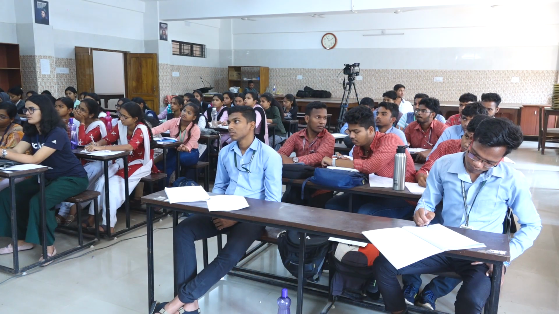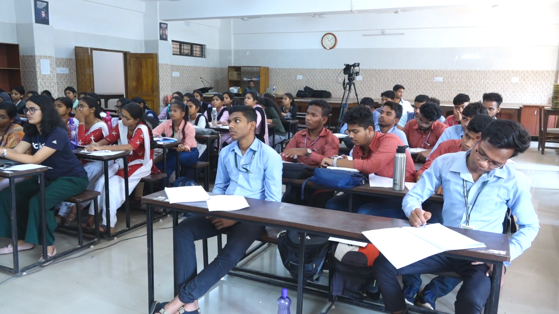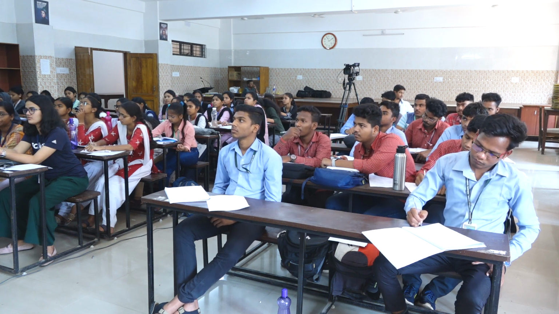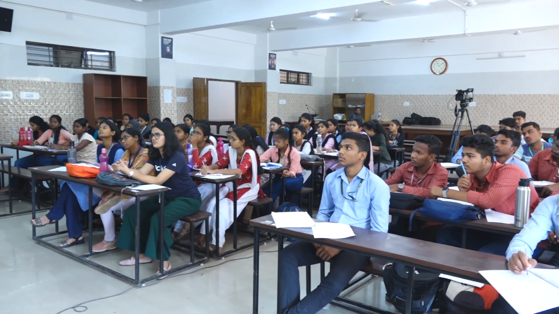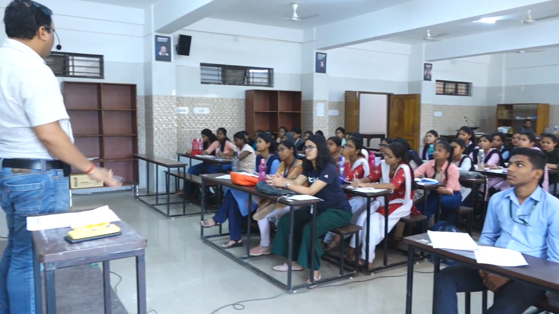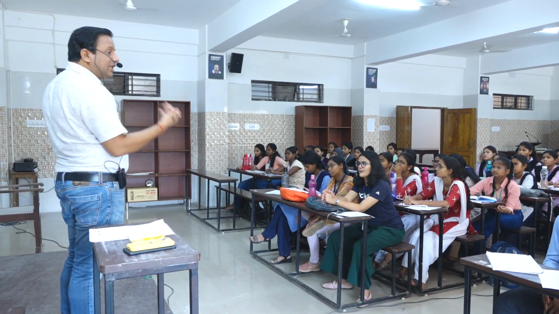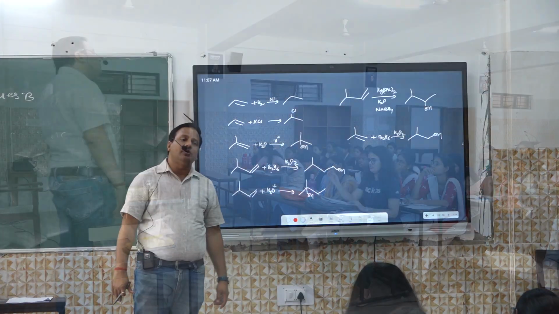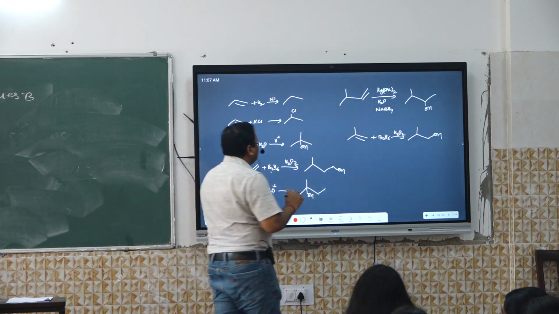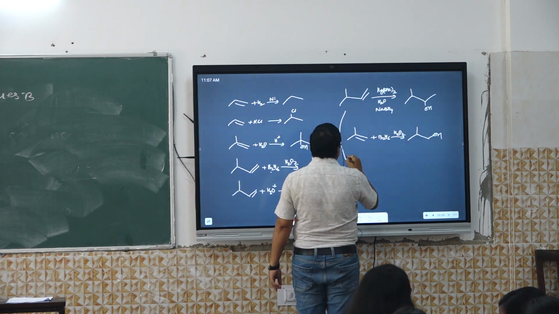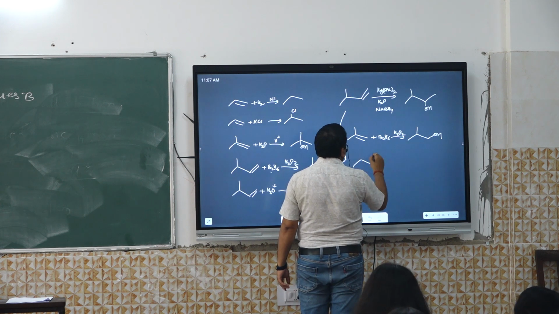But in oxymercuration, demercuration, there will be no formation of carbocation intermediate. So the product will be direct Markovnikov product. All of you got this? So in direct hydration carbocation rearrangement will happen, but in oxymercuration, demercuration carbocation is not formed so rearrangement will not happen. So the mechanism you can write first.